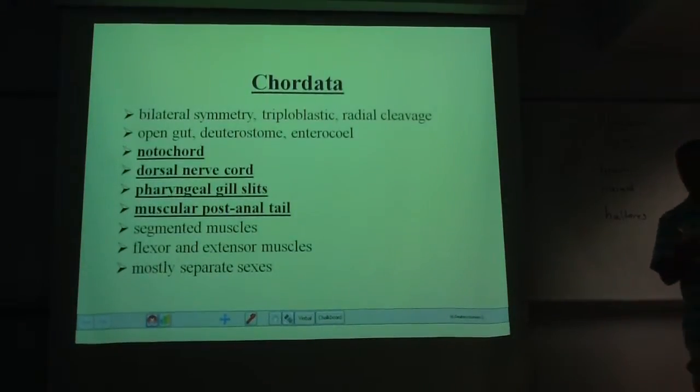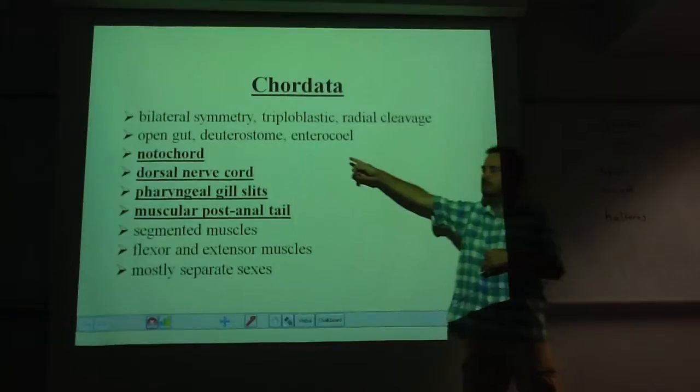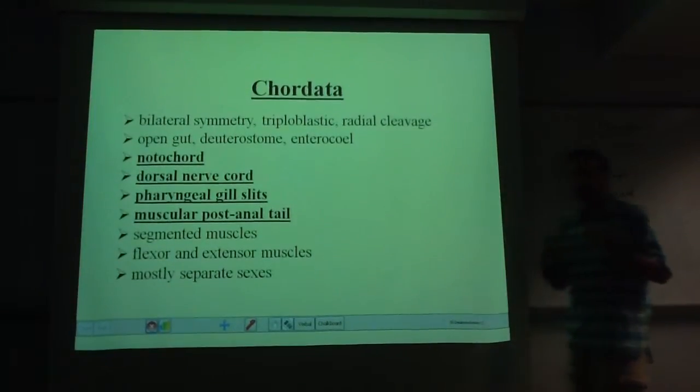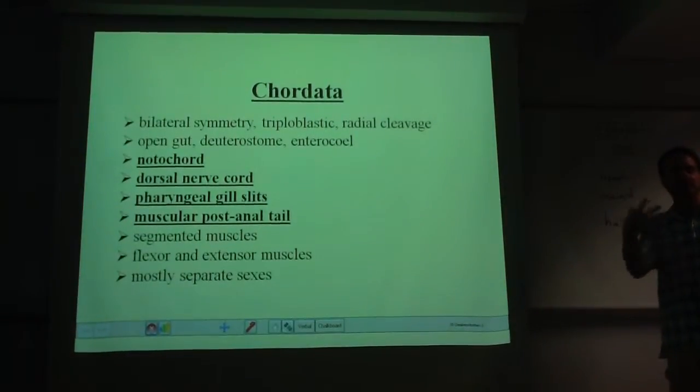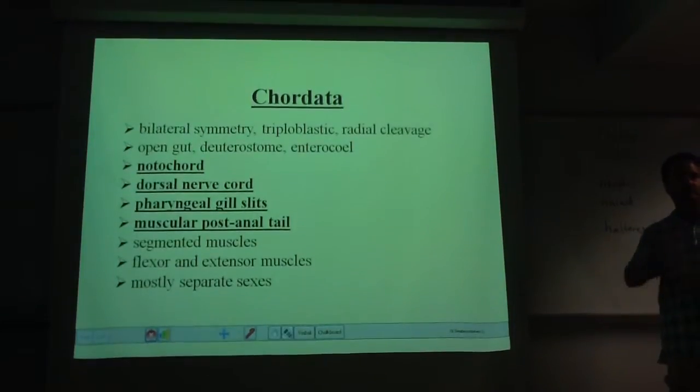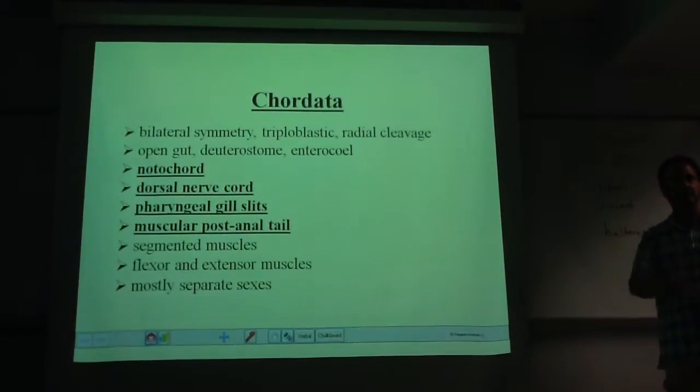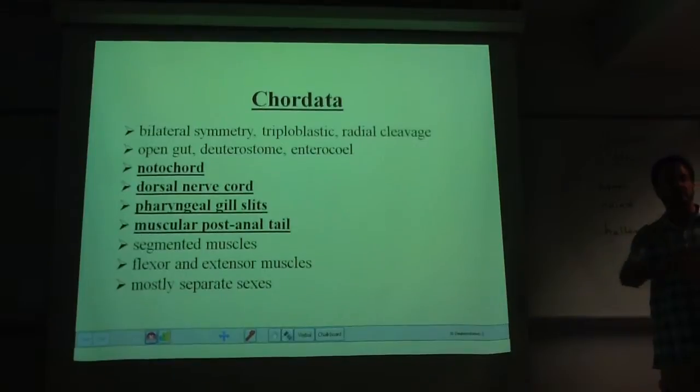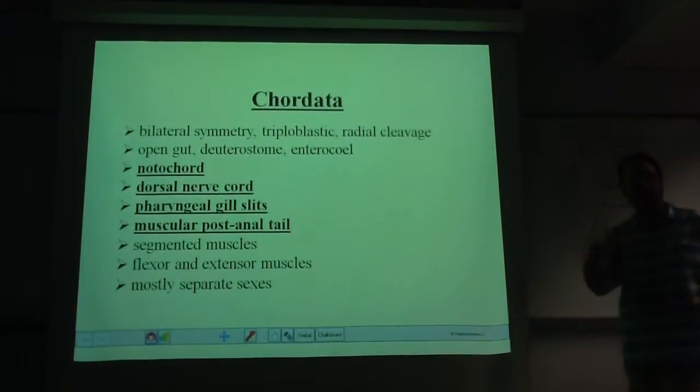But what really makes a chordate are these four things here. So you're going to really get this, right? A notochord, nerve cord, gill slits, and a tail. Those are the four characters that define chordates.